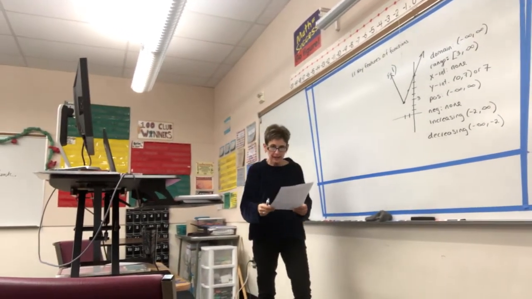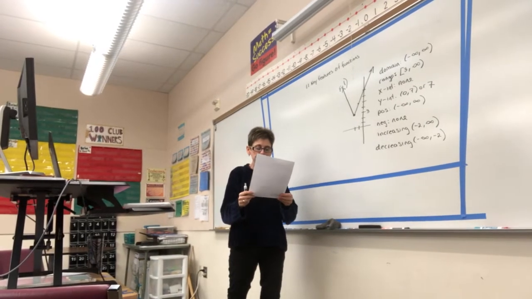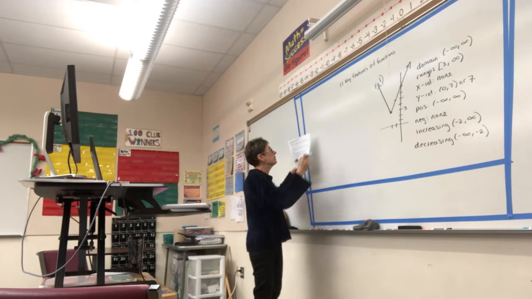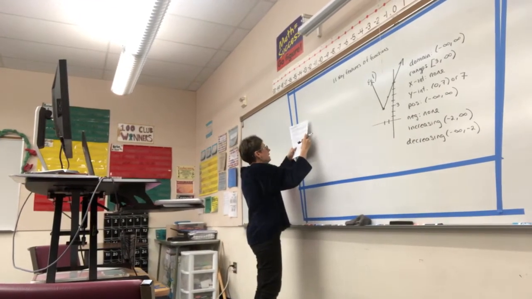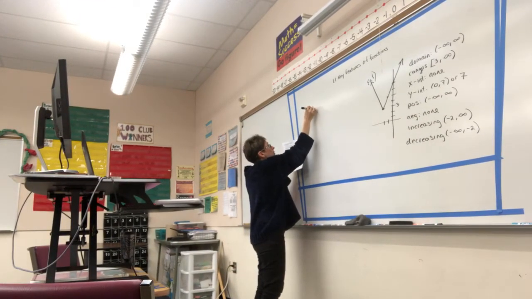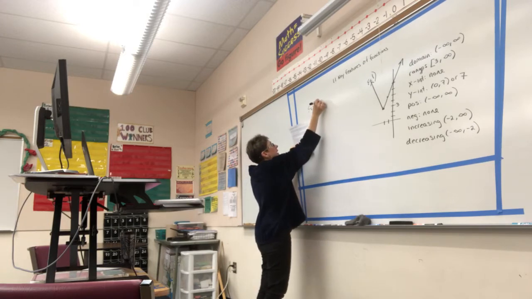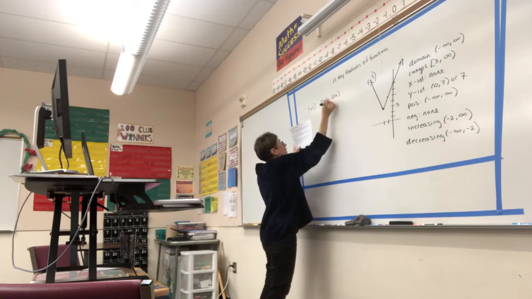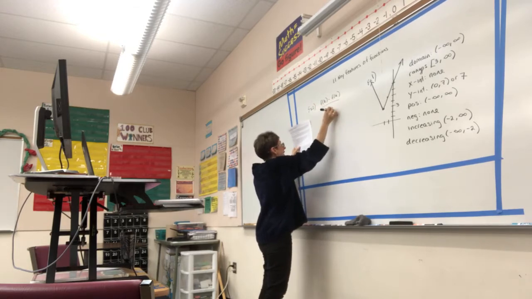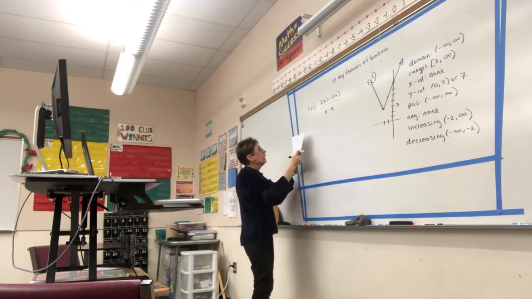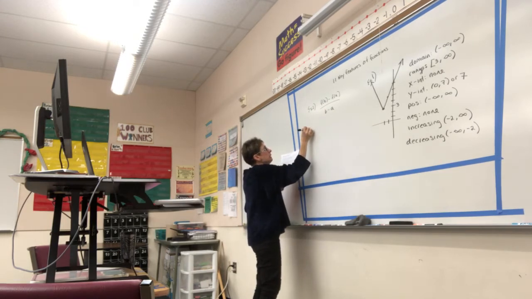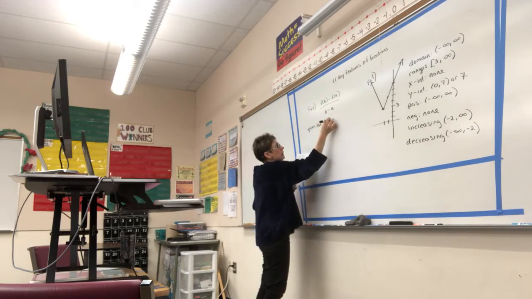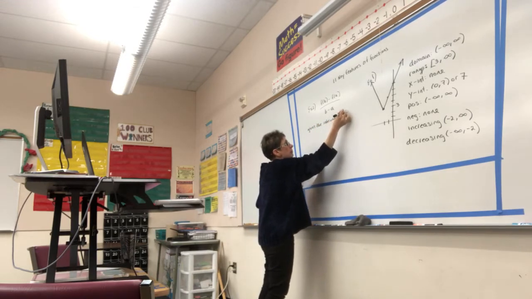Now let's talk about what average rate of change means. Average rate of change is basically slope. So the formula for finding the slope, and this we'll call example number 2, is f of b minus f of a over b minus a, given the interval a comma b.